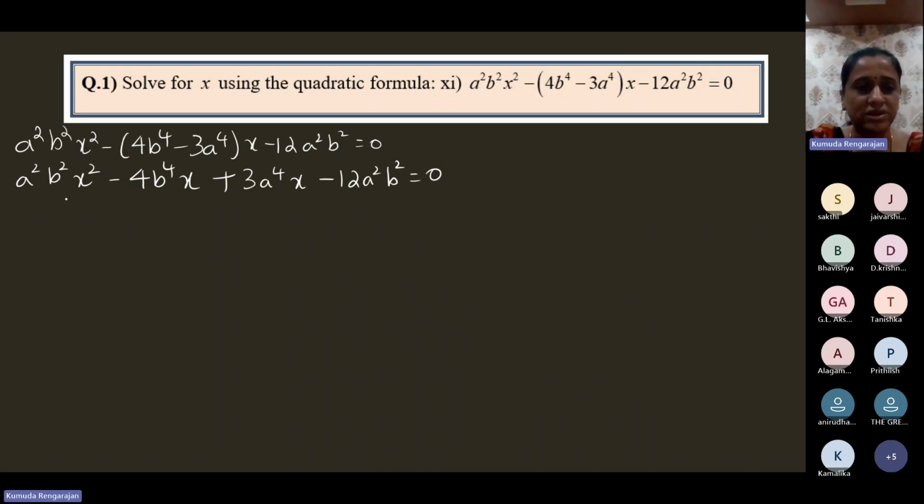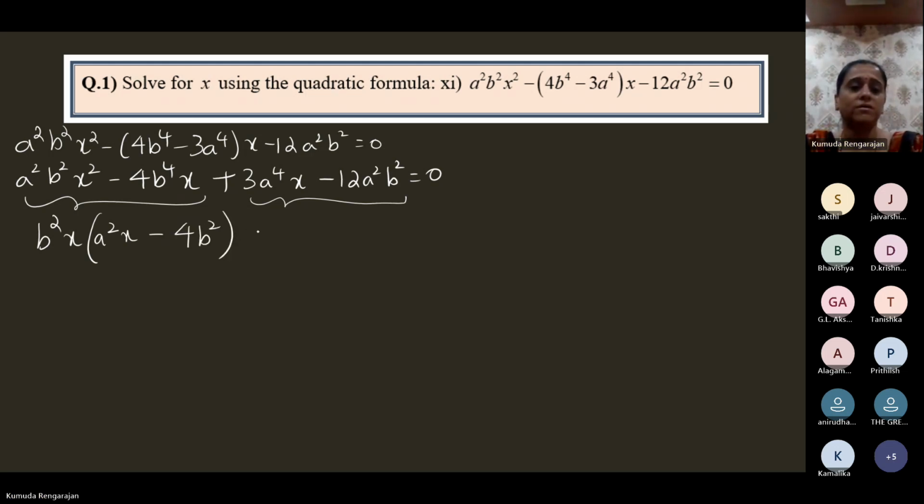Now we have four terms. The first term is an x square term. The next two terms are x terms. And the last term is a constant. It does not have an x or x square. So you can proceed by grouping. Group the first two terms and the last two terms. What's common between the first two terms? a is not common. b is common. b squared x is common. Open bracket, a squared x minus 4b squared.